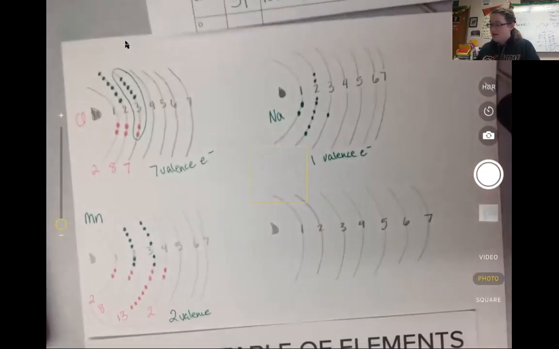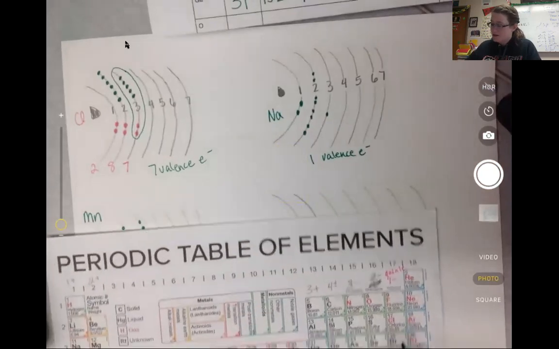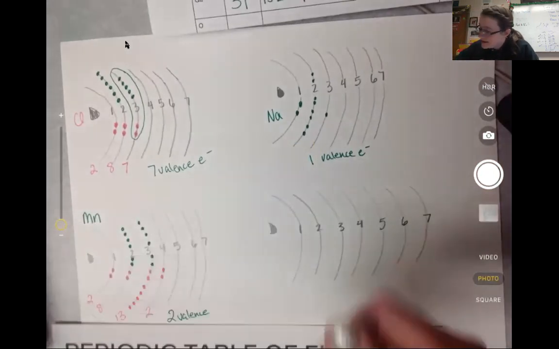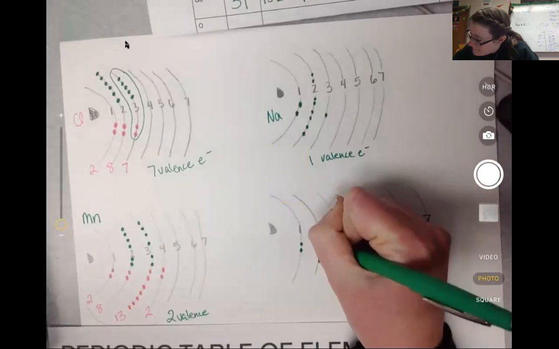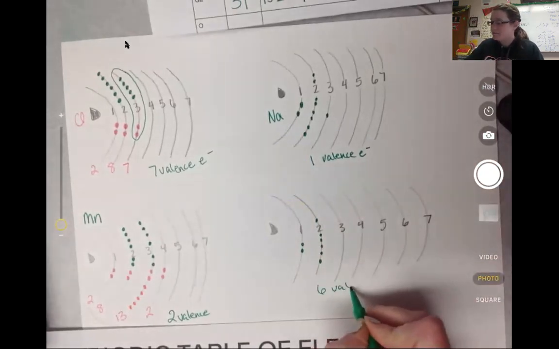And then we could do another one, let's do oxygen. So oxygen's over here, and it says it has 2 and then 6. And so it has 2 electrons and then 6, and so it has 6 valence electrons.